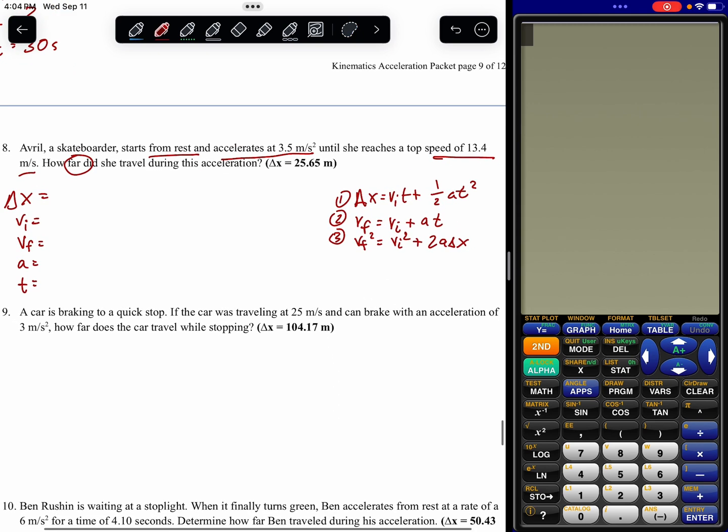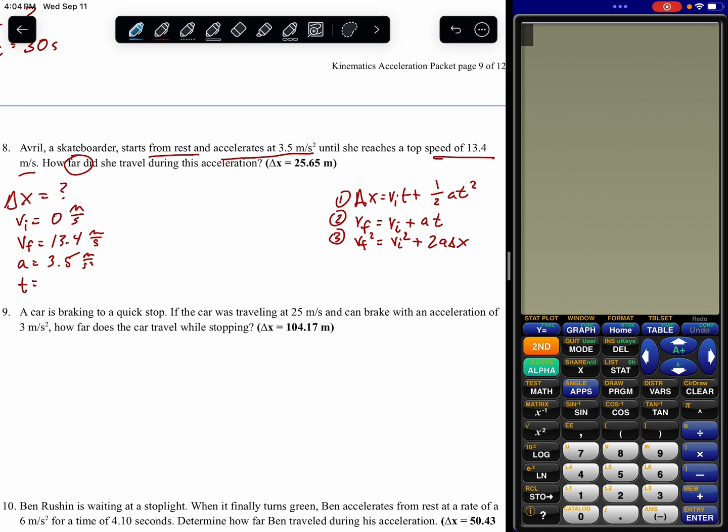Okay, so let's grab our variables. We've already written down the variables. From rest tells us that the initial velocity is 0 meters per second. It accelerates at 3.5 meters per second squared, that's going to be our acceleration. And the top speed of 13.4 meters per second is going to be our final velocity. We're trying to solve for how far she traveled, so delta x is what we're looking for.